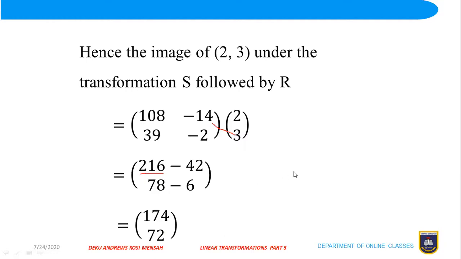Caleb, do you understand that? Yes, sir. Kuma Jasper, are you following? Okay.